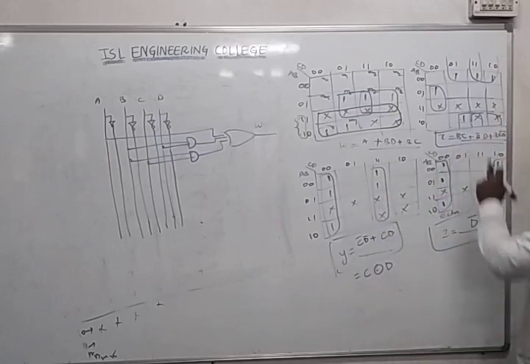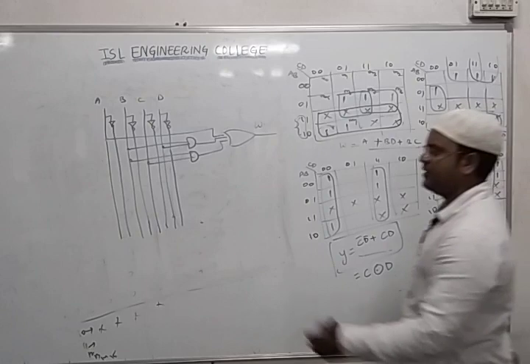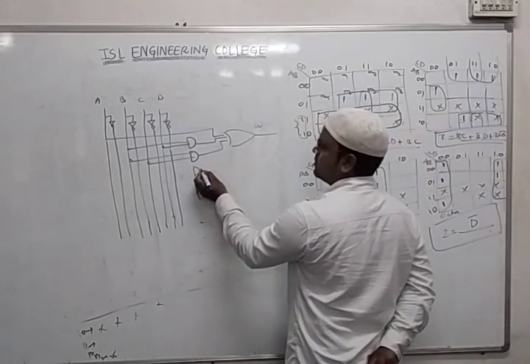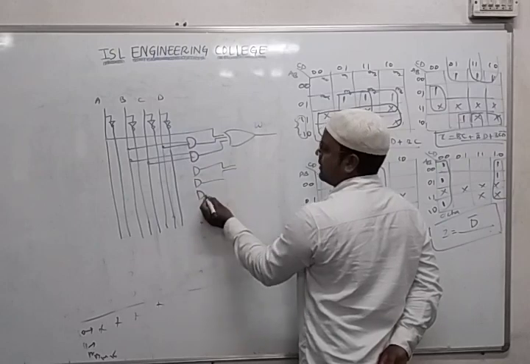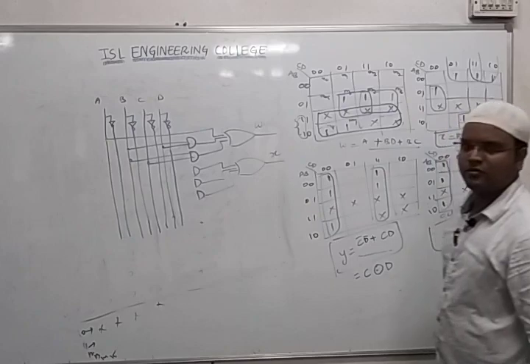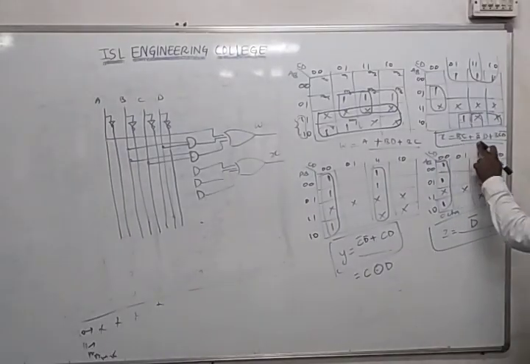Similarly for X, what I can write is B bar C, and so on. How many AND gates do I require? I require 3 AND gates. I'll connect with 3 AND gates, 1, 2, and 3. All of these need to pass to one OR gate, so that I can get the next output, X. This is your X output. So what are the connections? B bar C, B bar D.